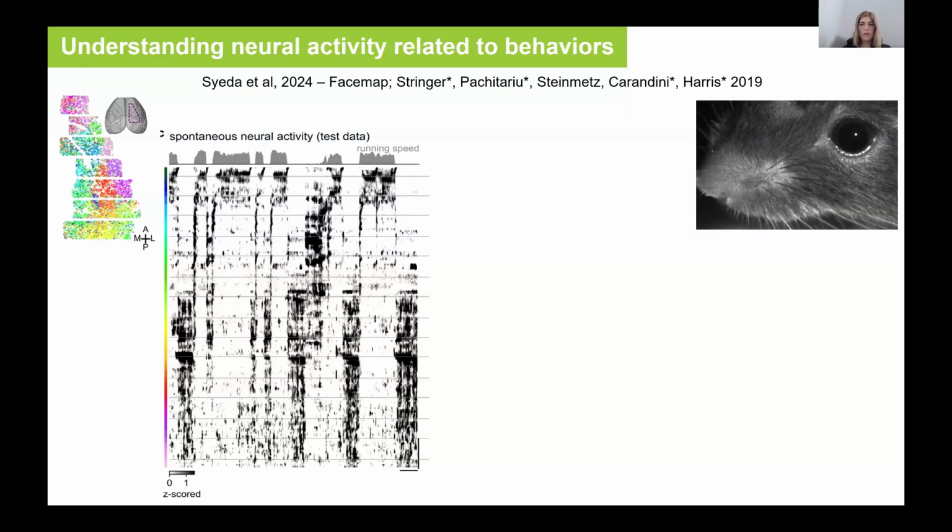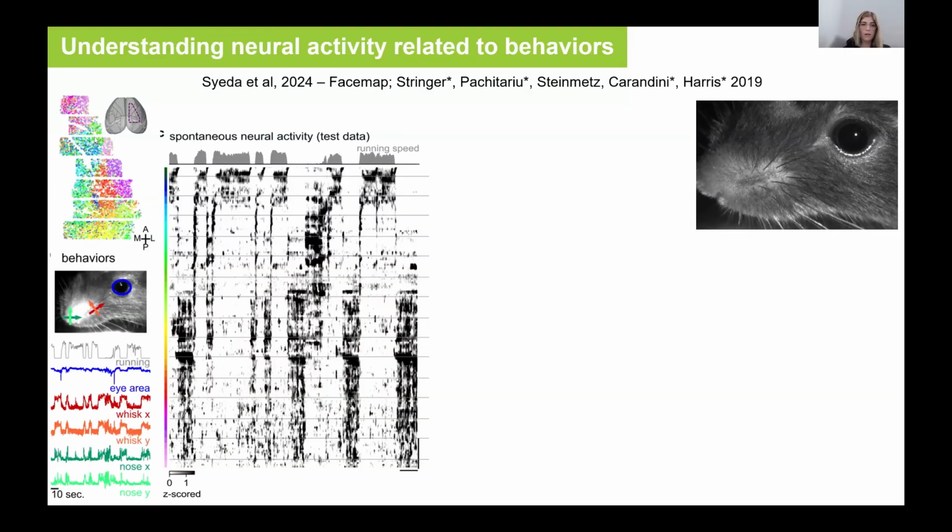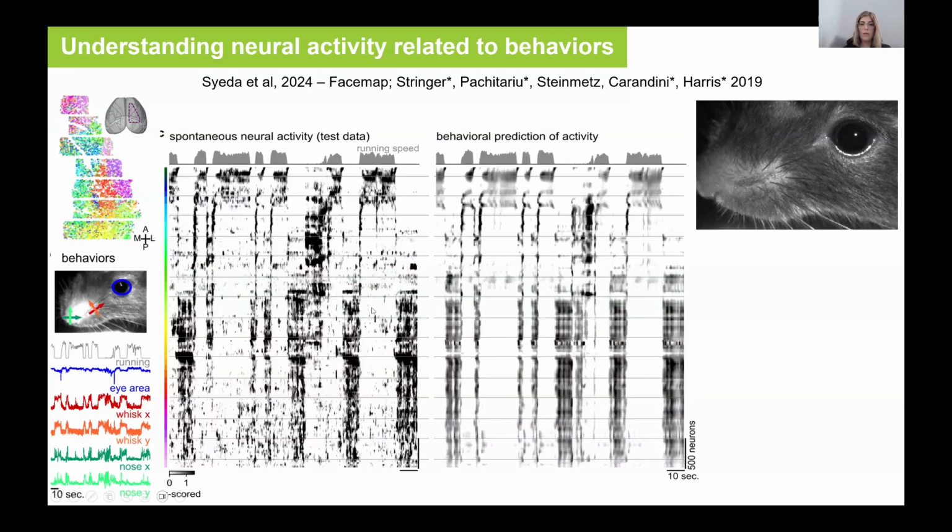We quantify facial behaviors, so you can do the motion SVDs like Kenneth described. Recently, Arika Saida developed a method for tracking key points on the mouse's face, and so we can also use these key points to describe different behaviors of the mouse and use those to predict neural activity. Now, more recently, we've been using nonlinear models to go from behaviors to neural activity, and this is what the prediction looks like. So we can capture a lot of the faster timescales of neural activity with the behavior variables that we have.